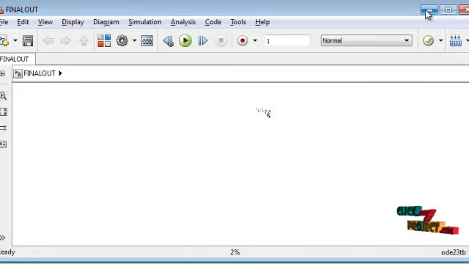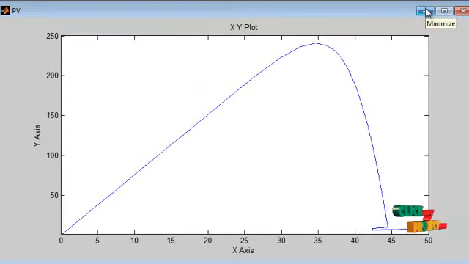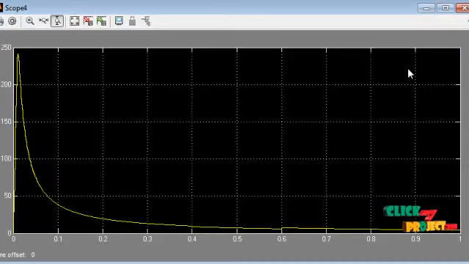First we see the IV curve. This curve is drawn between current and voltage in the solar output, and this is the PV curve. This curve is drawn between solar power and voltage. Next is the output voltage and current from the solar panel, and next we see the power of the solar panel. This range is around 250 watts.